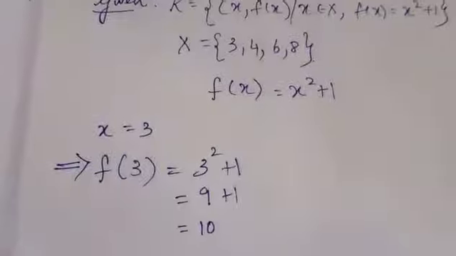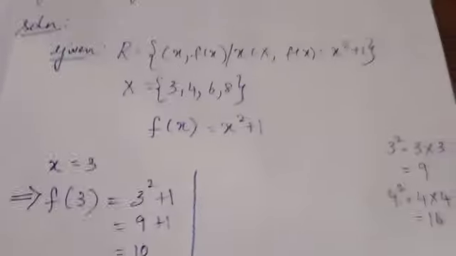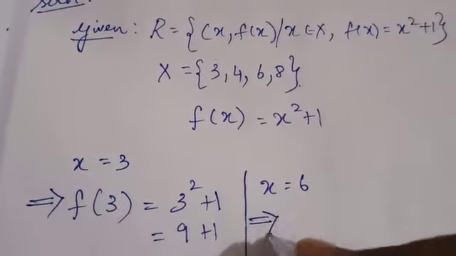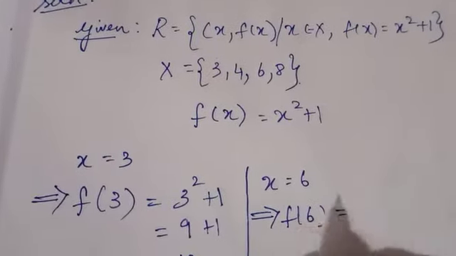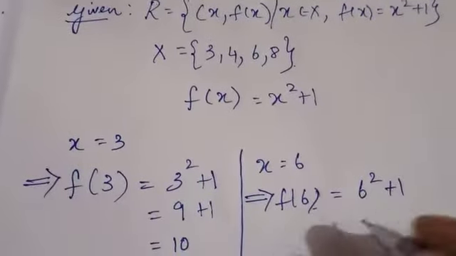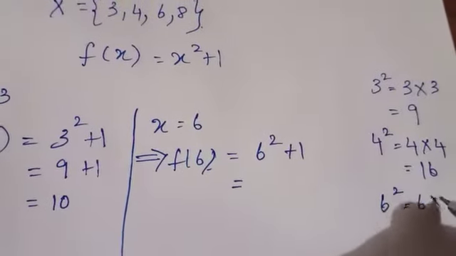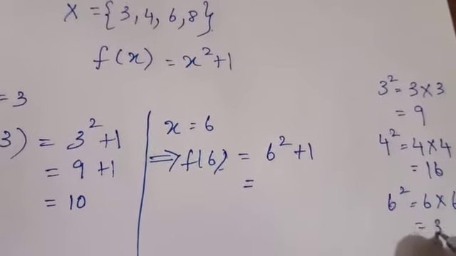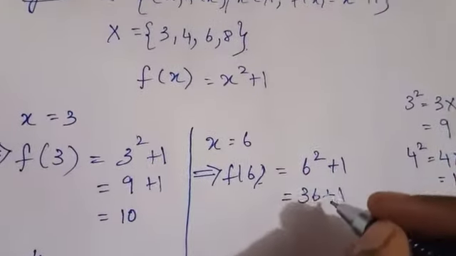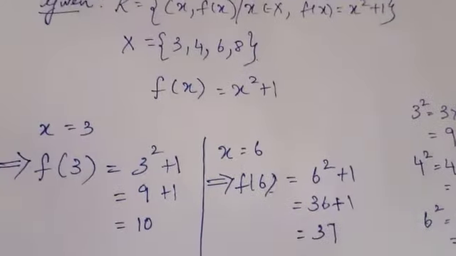So the next, x = 6. So f(6) = 6² + 1. So what is 6 square? 6 into 6. So 6 6s are 36. So 6 square is 36, plus 1. So 36 plus 1 is 37.